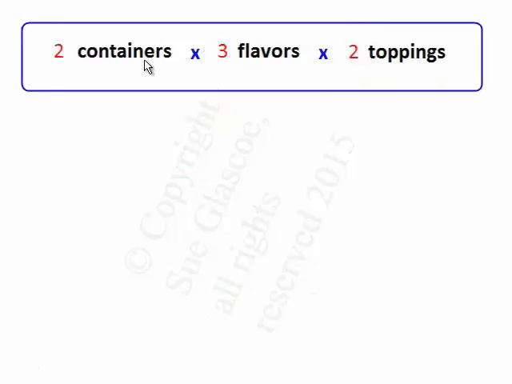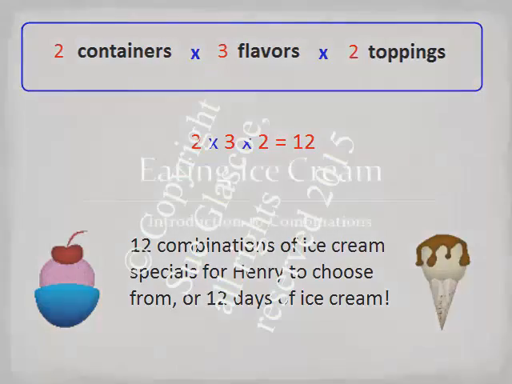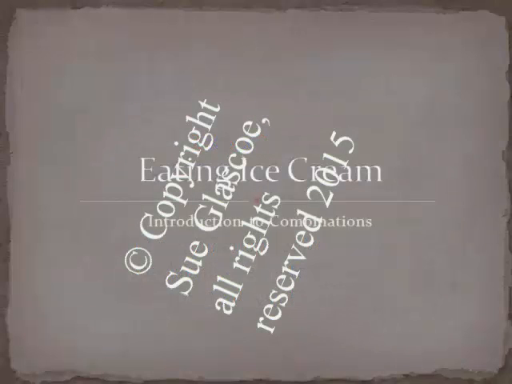Once again, we have our 2 containers, our 3 flavors, and our 2 toppings. So if we multiply those together, we get 12 for each of the 12 combinations. So there's 12 combinations of ice cream specials for Henry to choose from, or 12 days of ice cream. In this lesson, we looked at how to count combinations of objects using visual representations to help us. This led us to a way to count combinations numerically.